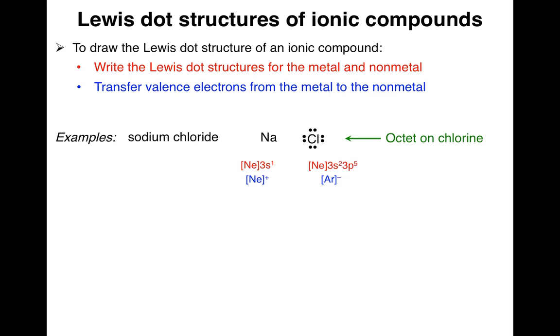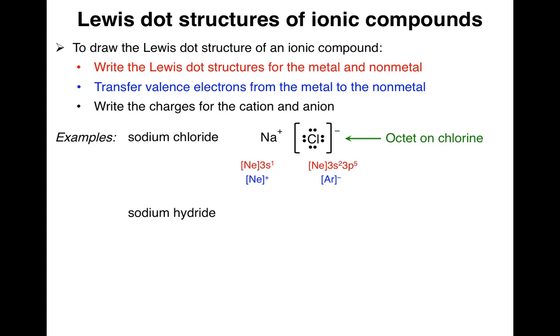The final step in writing the Lewis dot structure of an ionic compound is indicating the electric charges of the cation and the anion, given by the number of electrons lost or gained. The anion with its octet is written in brackets, and the charge of the anion is indicated outside these brackets.